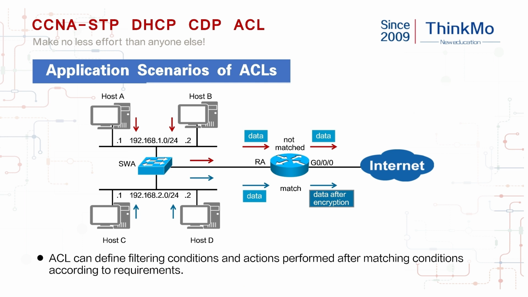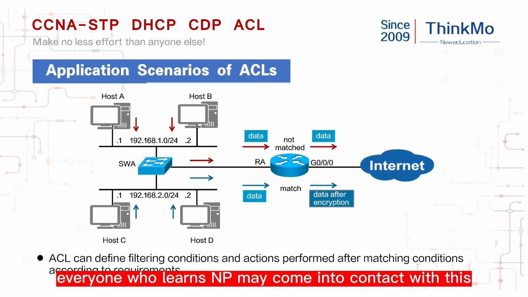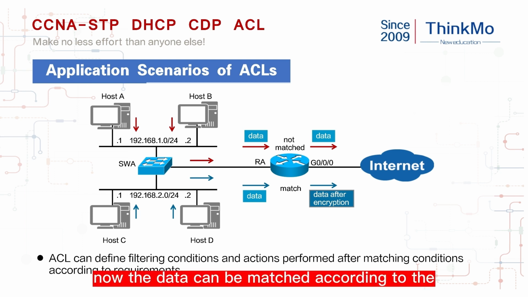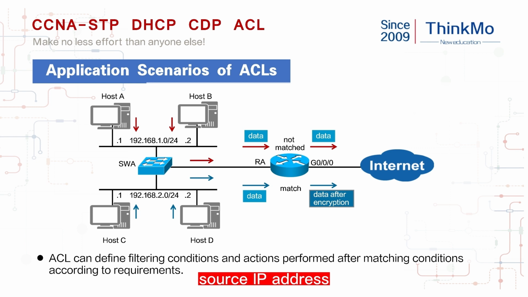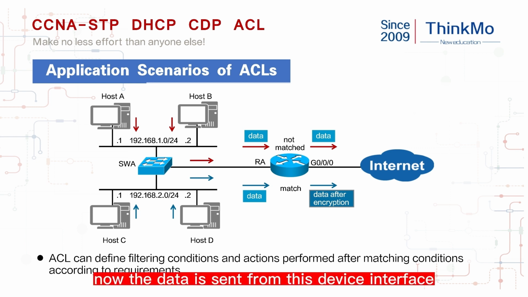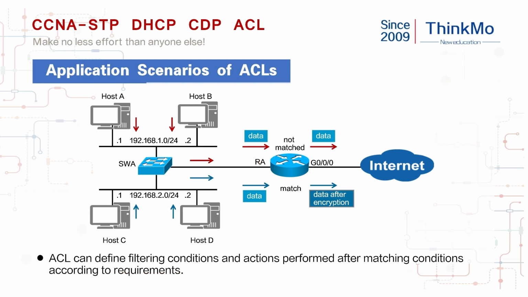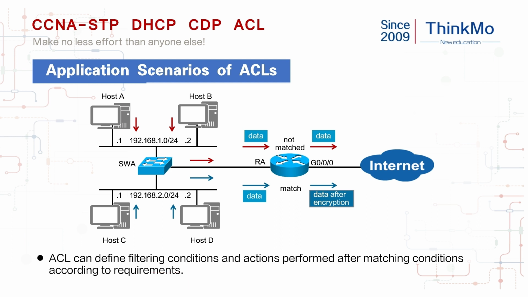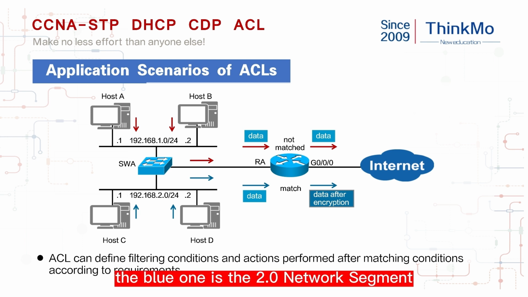Stream of interest. In the future, everyone who learns NP may come into contact with this thing. Let me introduce. Now the data can be matched according to the source IP address. For example, now the data is sent from this device interface. Then I can match the data and take corresponding action. Assume that the red 1.0 data sent over is matched, then send it directly. It's like not matching, in fact, it was sent directly to the internet.